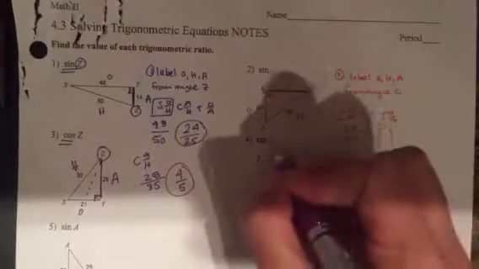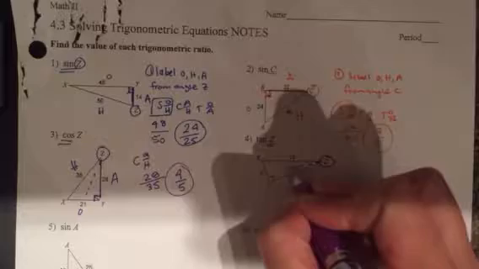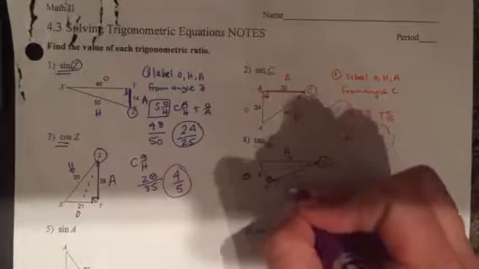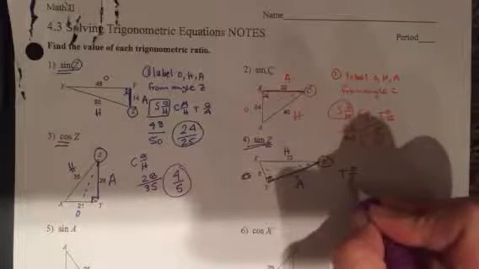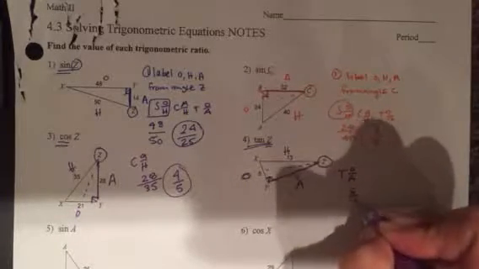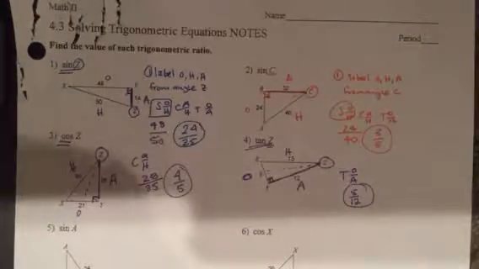Tangent of Z means we're starting with angle Z. We label the opposite side, the hypotenuse is across from the 90, and adjacent is between the two angles. Because we're finding tangent, it is O over A. So we get 5 over 12. 5 over 12 does not reduce, so we leave it.